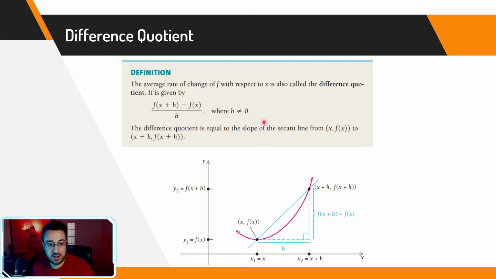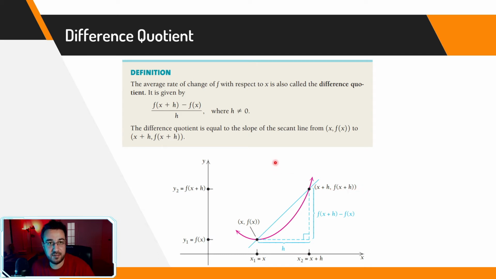So the difference quotient equals the slope of the secant line from the point x and f of x over here to the point x plus h and f of x plus h. So imagine instead of having x1, y1 and x2, y2, where we used to have the rate of change y2 minus y1 over x2 minus x1, now we're having different points. We have x and f of x, and x plus h and f of x plus h.